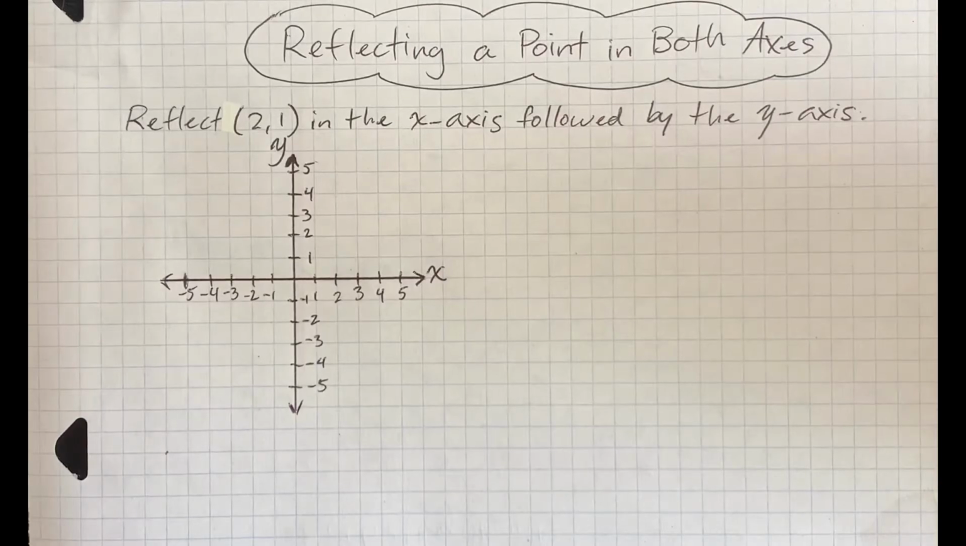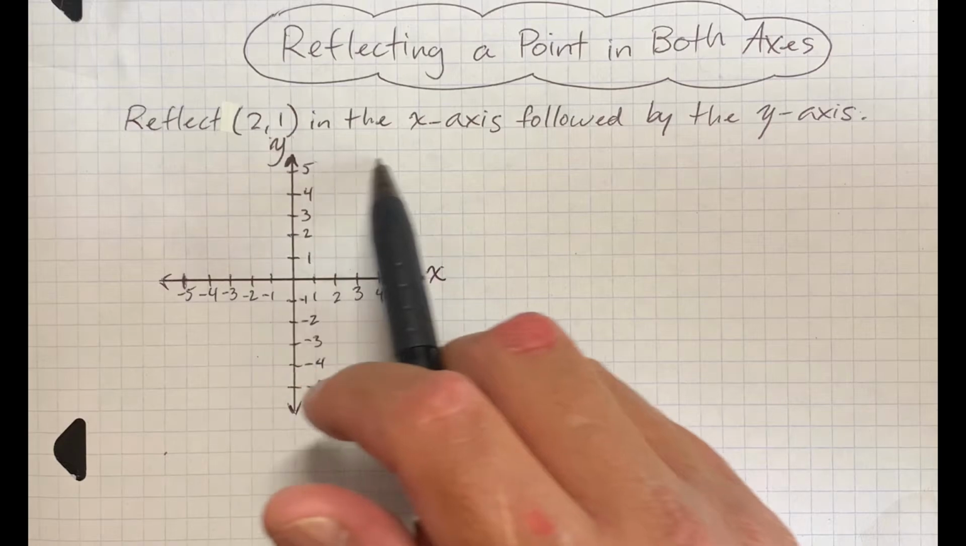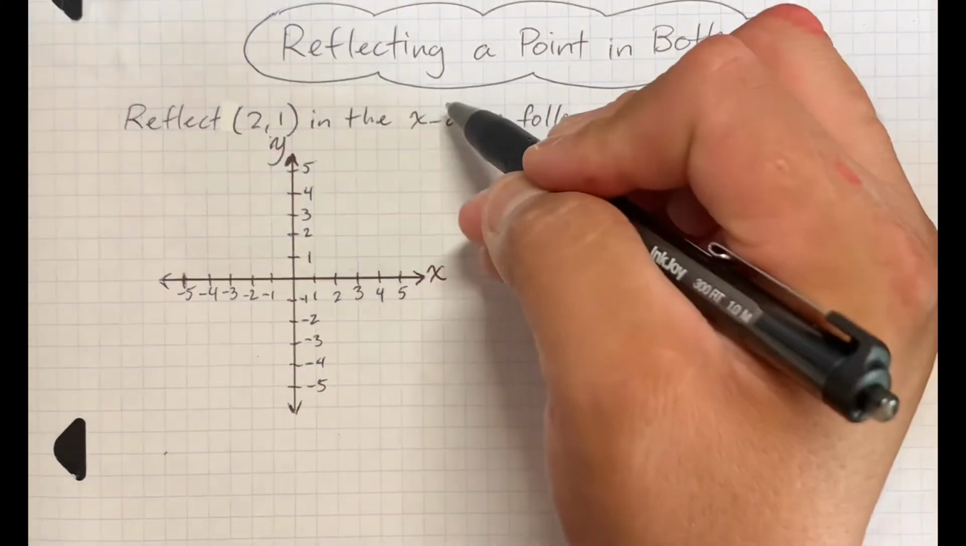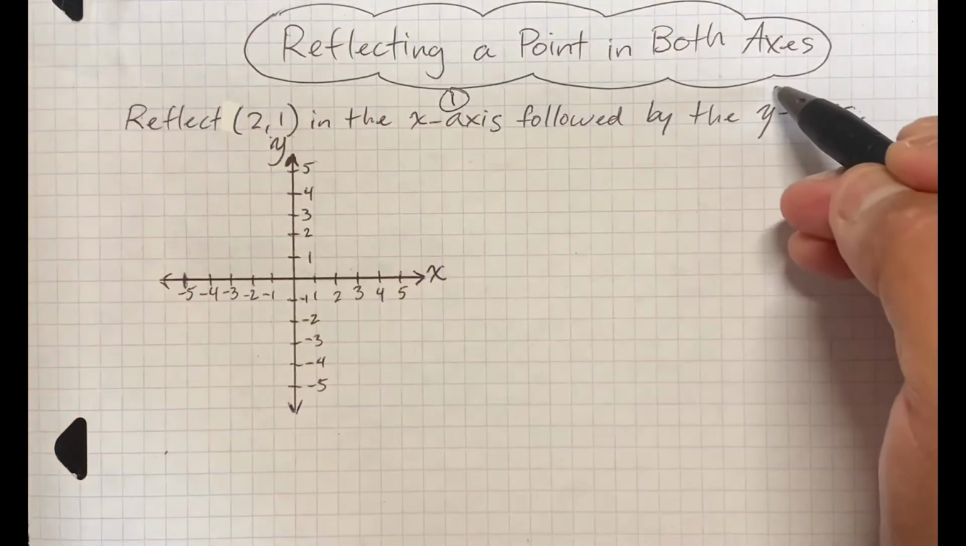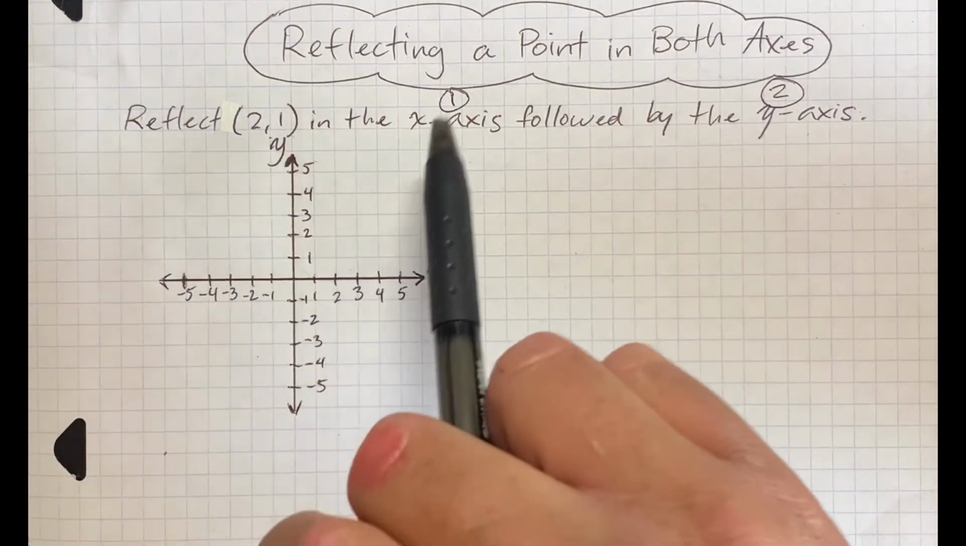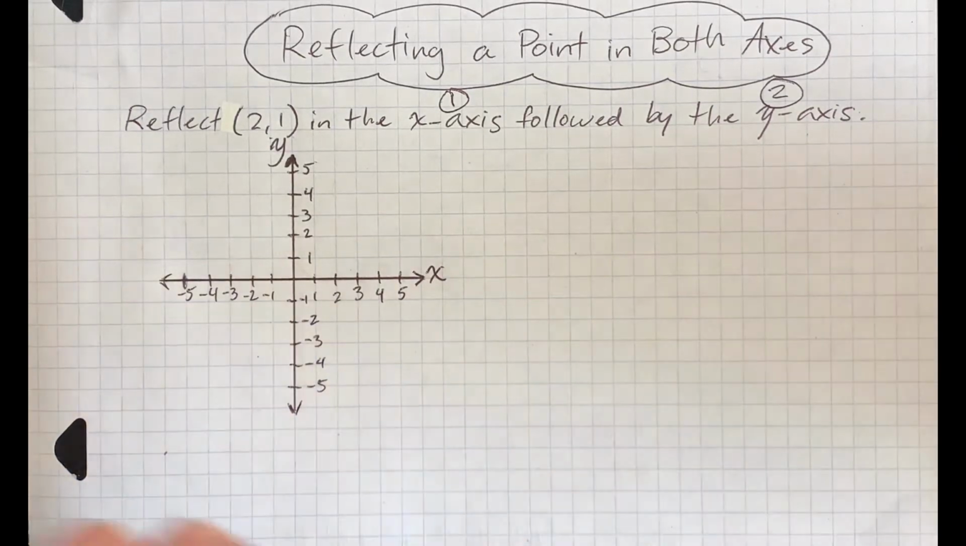All right, we're going to go a little faster here. So we're going to be reflecting a point on both axes. So we're going to reflect +2 and +1 in the x-axis, followed by the y-axis. First, we plot this, then we reflect it on the x-axis, and then afterwards we reflect it on the y-axis. So here we go.